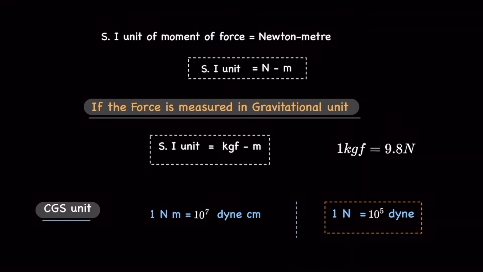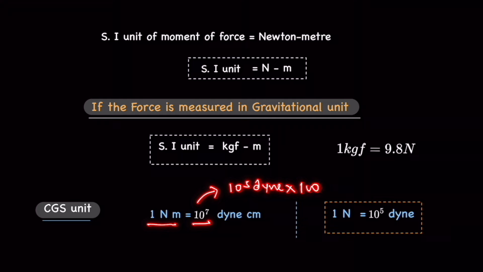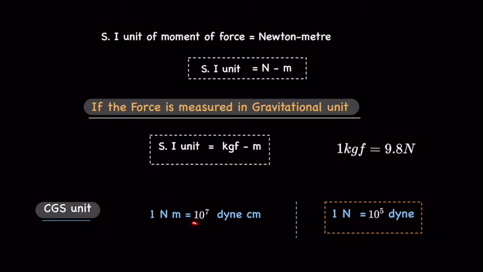Now the CGS unit. We know that 1 Newton is equal to 10 to the power 5 dyne, and dyne is the CGS unit of force and centimeter is the CGS unit of meter. So if we convert it, 1 Newton meter is equal to 10 to the power 7 dyne centimeter. How is it 10 to the power 7? 1 Newton is equal to 10 to the power 5 dyne and 1 meter is equal to 100 centimeter. So total is 10 to the power 7 dyne centimeter.